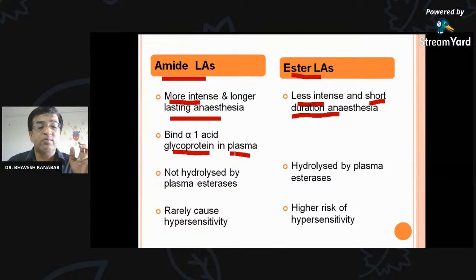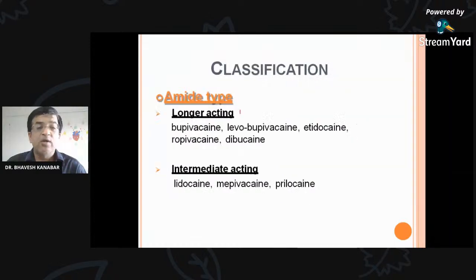Amide bind to alpha 1 glycoprotein in plasma. They are not hydrolyzed by plasma esterase, while ester are hydrolyzed by plasma esterase. So that is another difference. Amide rarely cause hypersensitivity, and in ester there is a higher risk of hypersensitivity.